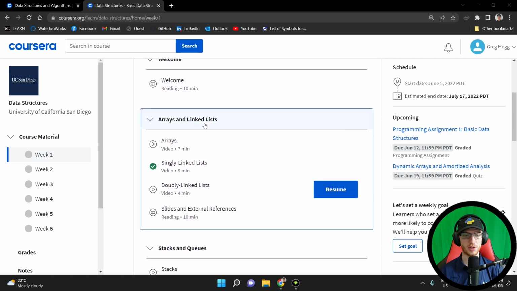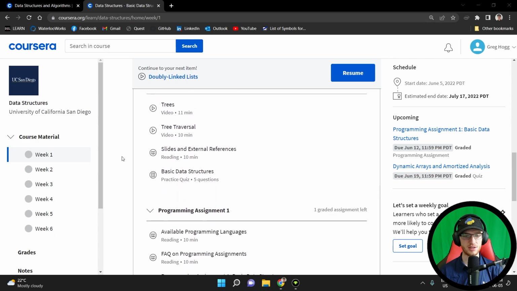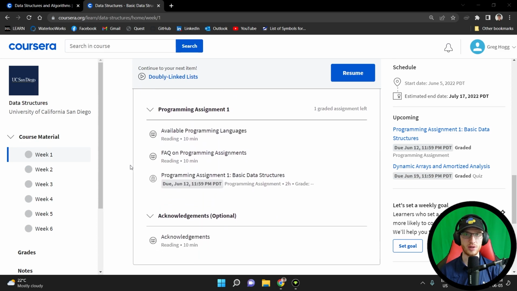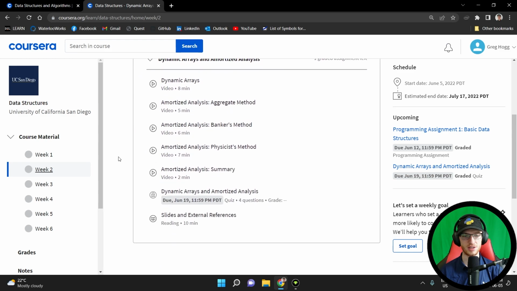So it starts with arrays and linked lists, then stacks into queues, and then trees, and then you can implement those in your favorite programming language for their assignments. That is all in just week 1. Week 2 goes a little more complicated. Dynamic arrays and amortized analysis. Very important stuff, and we do an assignment there.